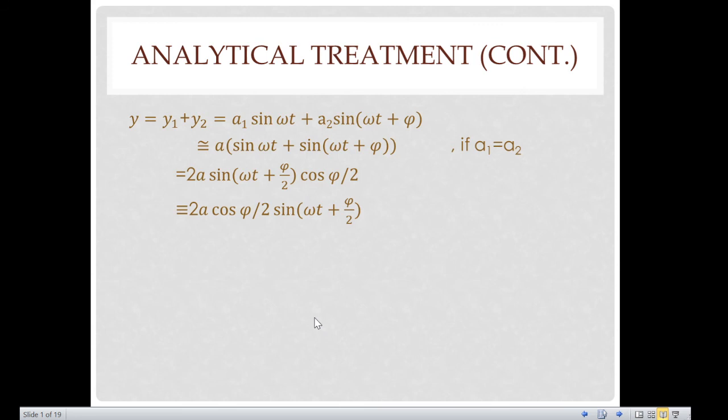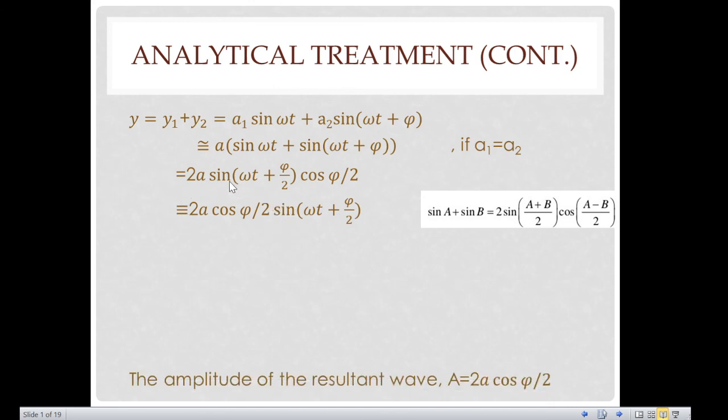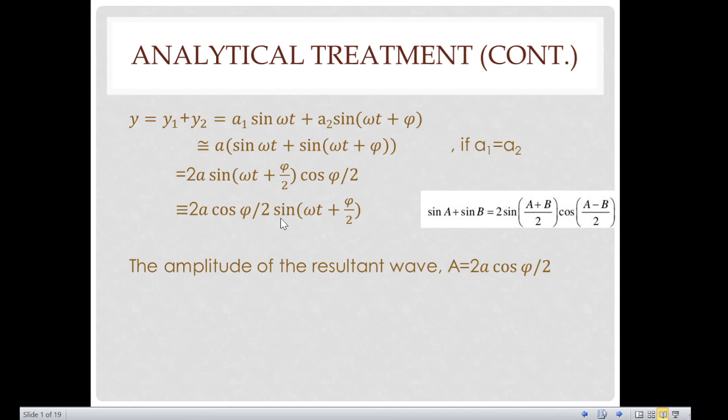If A1 and A2 are the same, that is, since coherent sources give out light waves of the same amplitude, in that case this equation will become A[sin omega t plus sin(omega t plus phi)]. And this is of the form sin A plus sin B. So we know that sin A plus sin B is 2 sin((A plus B) by 2) cos((A minus B) by 2). So this will become 2A cos(phi by 2) sin(omega t plus phi by 2). This is the resultant displacement. So the corresponding amplitude of the resultant wave will be 2A cos(phi by 2), and the intensity will be the square of the amplitude. That is, intensity I is equal to 4A square cos square(phi by 2).